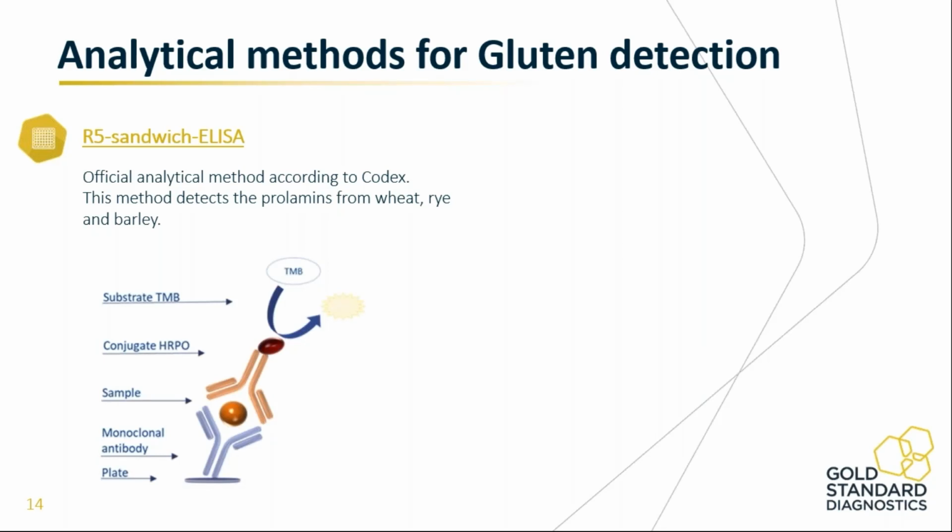So the technical basis of this technique is, as you can see here in a very schematic figure, we have a plate with small wells. We have the R5 monoclonal antibody coating the plate. Then we add the sample. If the sample is positive, which is represented here by this orange ball, then it will bind to the antibodies which are coating the plate.